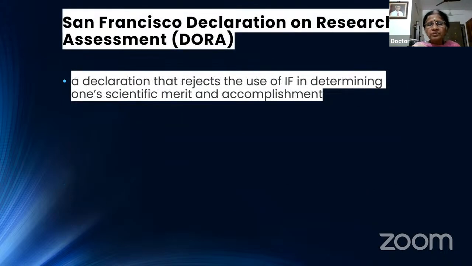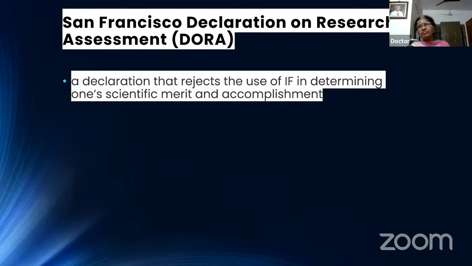Okay. So to overcome all these things, they said we should start. There are lots of societies which joined together, and one of them is DORA. DORA is the San Francisco Declaration on Research Assessment. They said we will stop using impact factor for determining one's scientific merit and accomplishment.